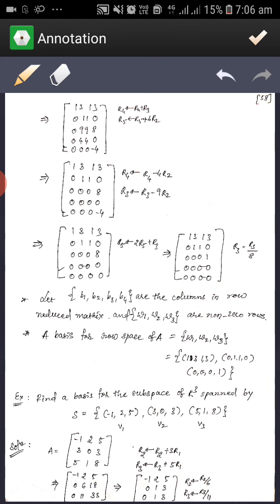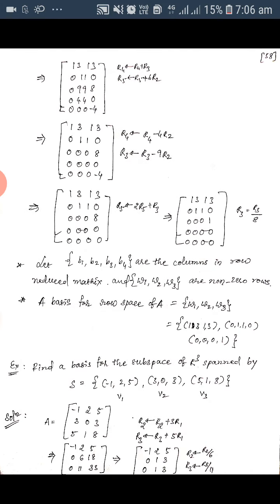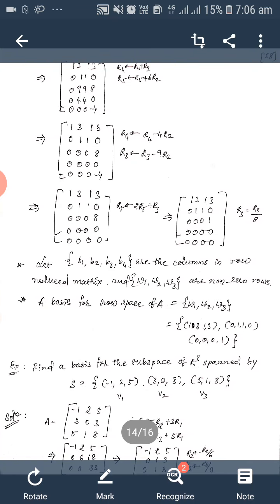And here again, find the basis of the subspace spanned by the vectors. Here again 3 vectors are there, so we need to find the basis. Again you write it in matrix form and apply the row operations.